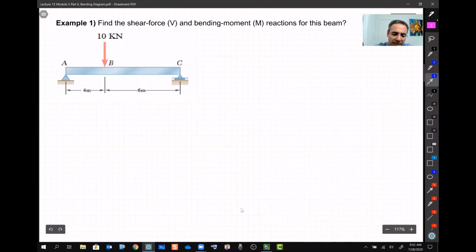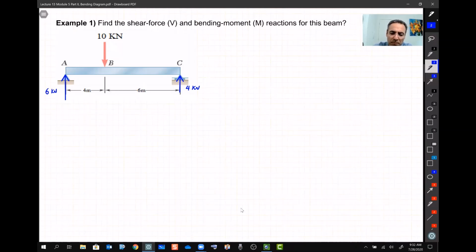Our first step, always with a beam, is to find the reactions at the supports. That's easy. All of us, we know how to do it. We just use the equilibrium equations, and here we find them. I assume you know how to do that. So let's say we find this one is 6, and this one is going to be 4 kilonewton. Okay, that's the first step.